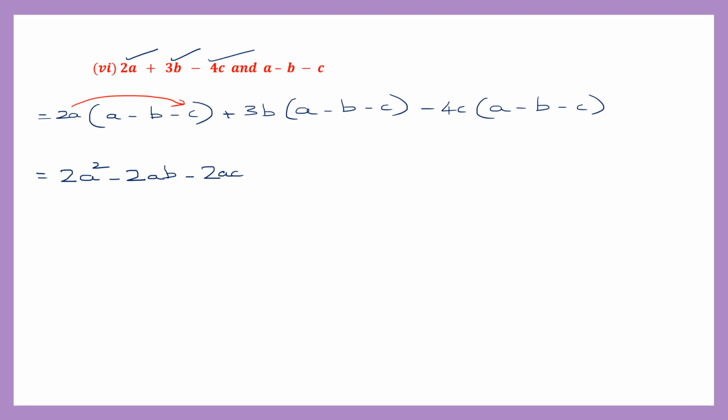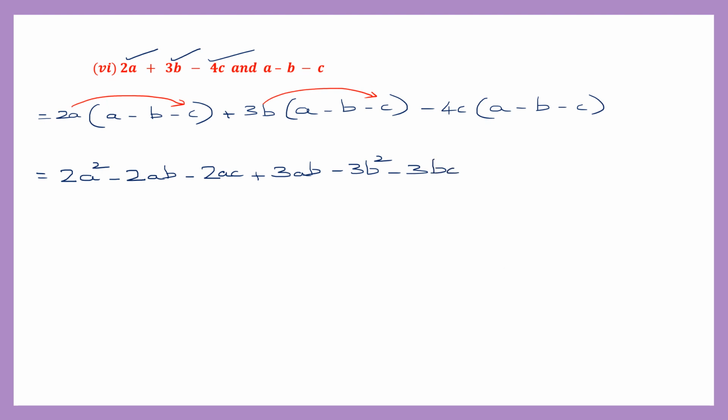Now let's go to the next part. Here we have 3b into a. The sign is plus, the number is 3, b into a is ba or ab. So that is over. Let's multiply 3b into minus b. Let's do it here if you're confused. Here the sign is plus and there it's minus. Plus into minus is minus. The number is 3. B into b is b square. So it is minus 3b square. Now we are doing 3b into minus c. The sign is minus, the number is 3, b into c is bc, minus 3bc.